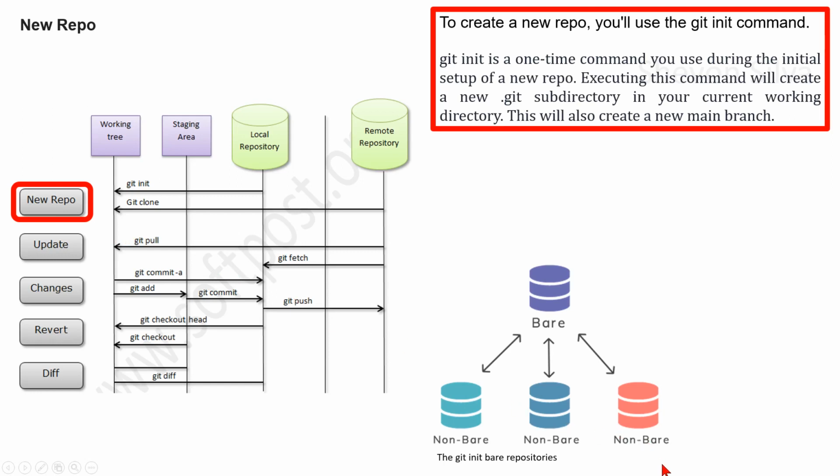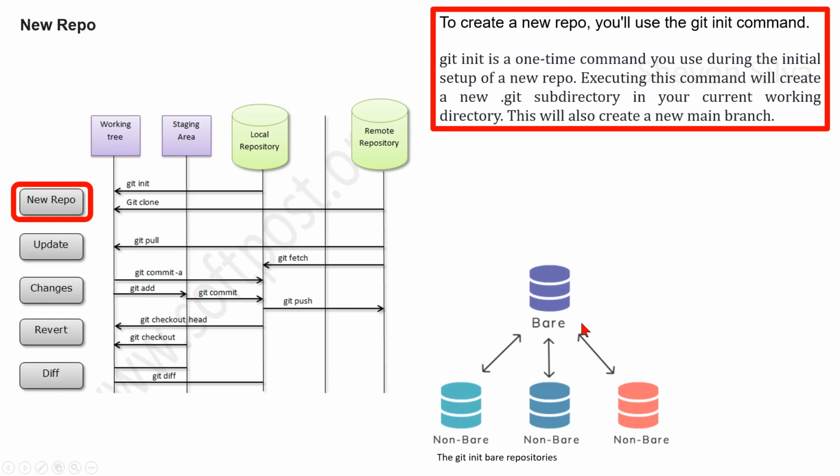Here you can see the git init bare repositories. A shared repository, the shared repositories must be created with the --bare flag. The --bare flag is used to create a repository that has no working directory and does not allow editing files and committing changes in the directory. --bare is a way to mark a repository as a storage facility.